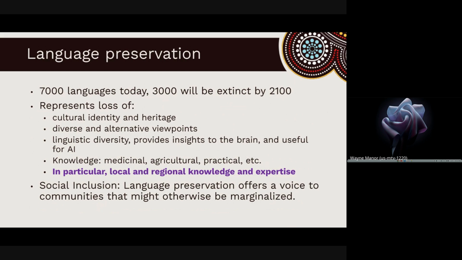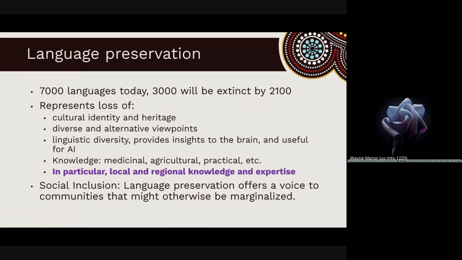So there are 7,000 languages today. 3,000 will be extinct by 2100. This represents a loss for those communities, their cultural identity and heritage. They can't pass it along easily, only orally. We're losing out on diverse and alternative viewpoints. To some extent, for people who study languages, we're losing out on linguistic diversity and the different ways the brain works and accommodates information.